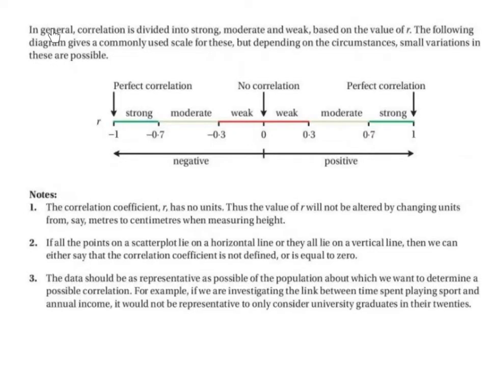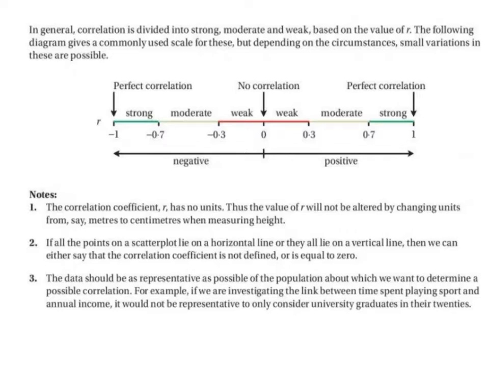In general, correlation is divided into strong, moderate, and weak, based on the value of r. The following diagram gives a commonly used scale for these, but depending on the circumstances, small variations in these are possible. So we can see at the center we have 0, no correlation. To the right we have positive correlation, and to the left we have negative correlation. So let's start off by having a look at positive correlation.